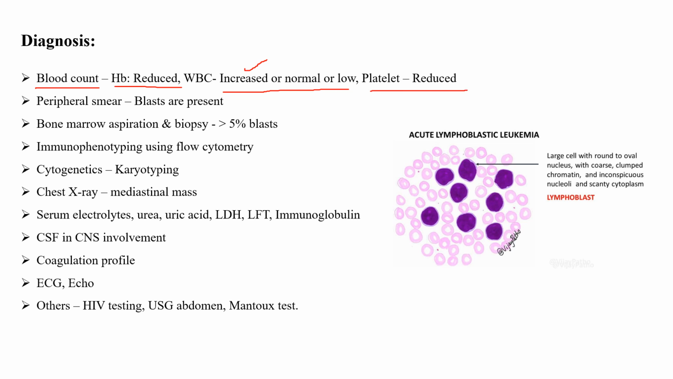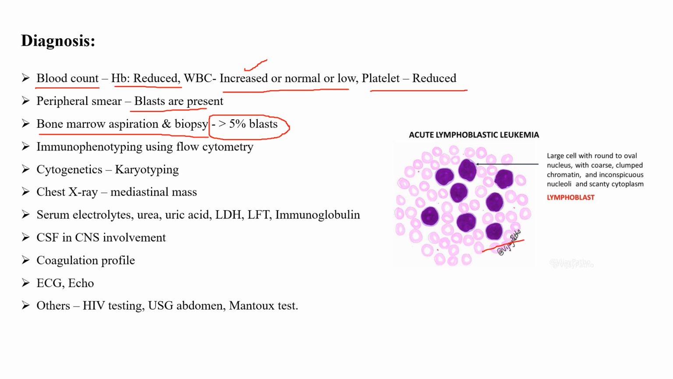Peripheral smear demonstrates the presence of blast cells. Blast cells are immature cells of the WBCs. So we can confirm this by bone marrow aspiration and biopsy. A minimum of more than 5% blast cells is used to say that it is ALL positive. So you can see the peripheral smear image here. It shows the blast cells. See these blast cells, it's a lymphoblast. So it's one of the precursor cells for lymphocytes.